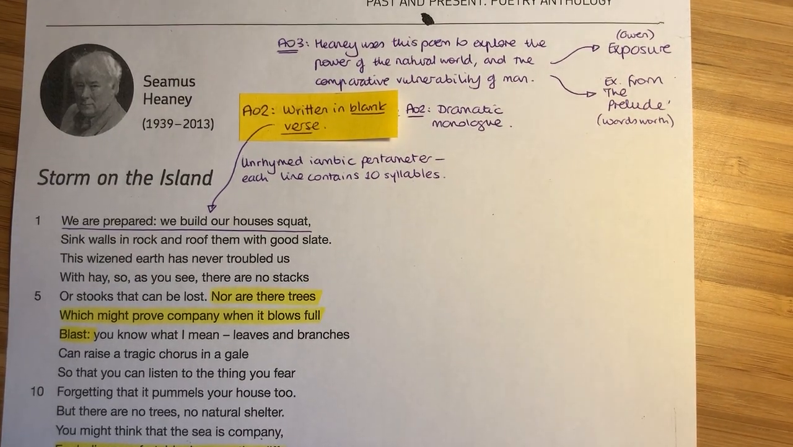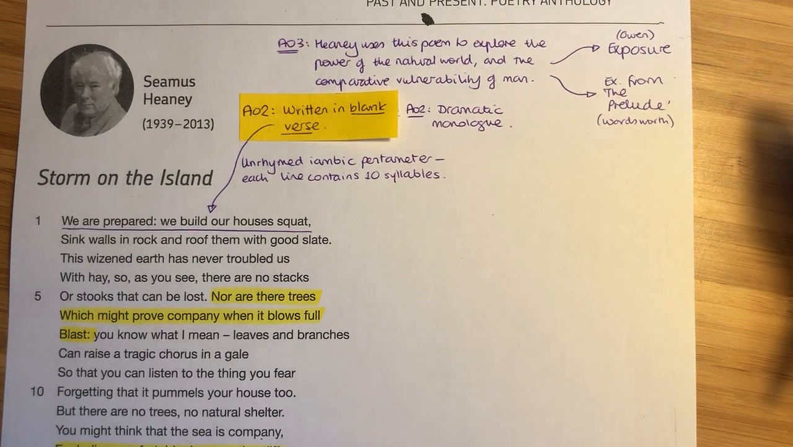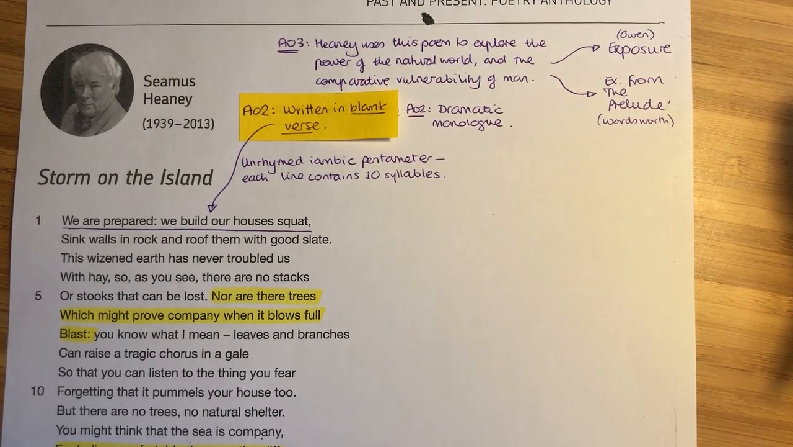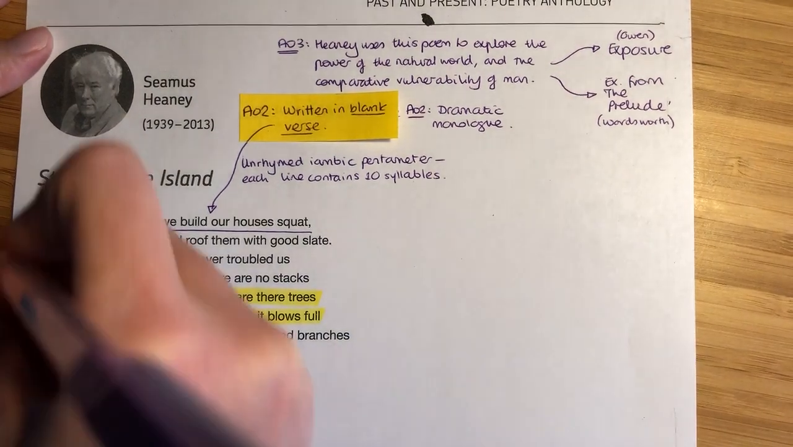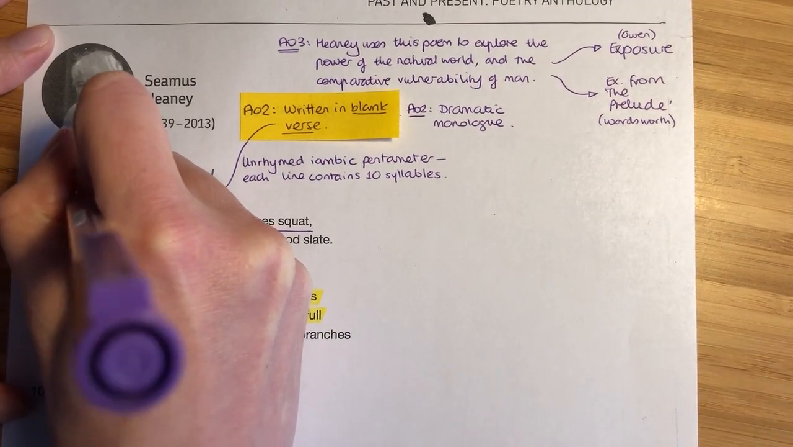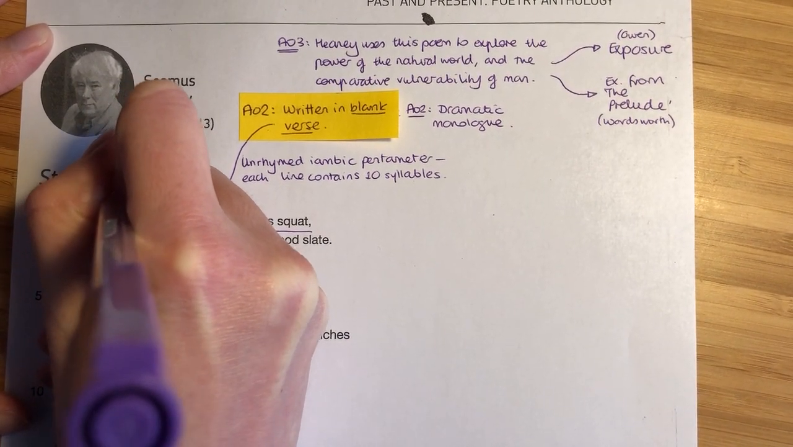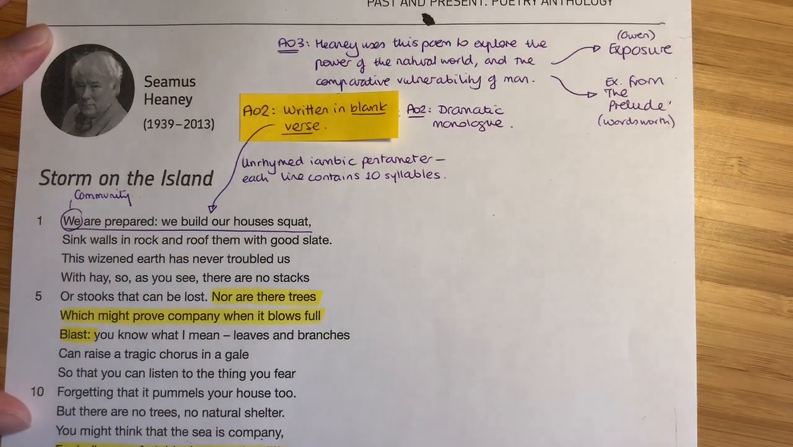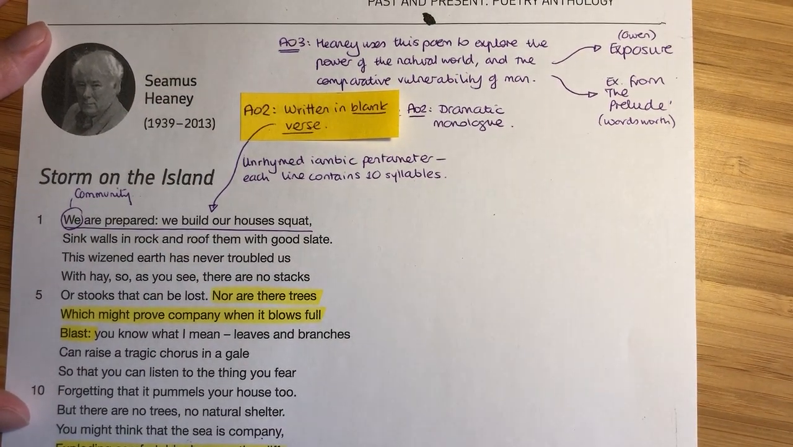So we begin then. We are prepared, we build our houses squat. So immediately with the use of that word we get the sense of this community, that this is a collective of people living on this island. We are prepared, we build our houses squat.